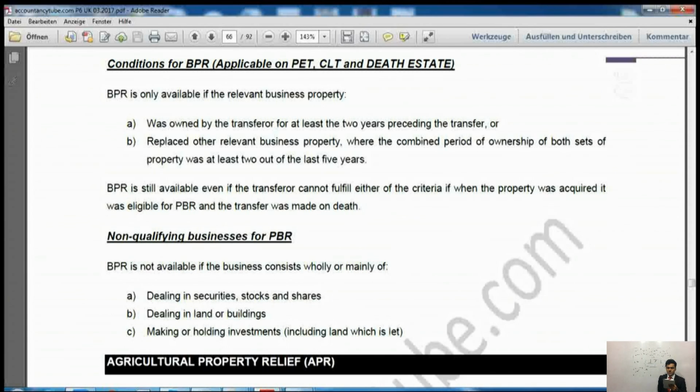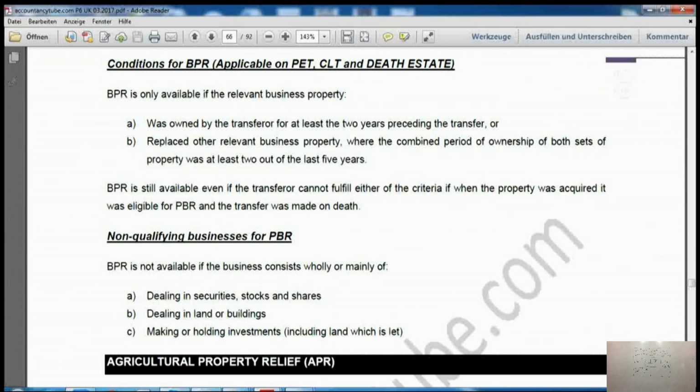When the property was acquired, it was eligible for BPR and the transfer was made on death. Say for example, if Mr. A owned a property, and when he owned the property, BPR was available on that, but he died, so the property was transferred to his kids. In that case, this condition would be fulfilled, because when this property was first acquired, the BPR relief was available, and the transfer was made on the death of someone. So that's why this condition would still apply.